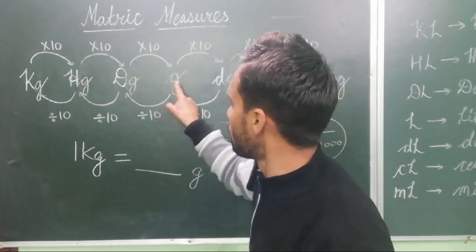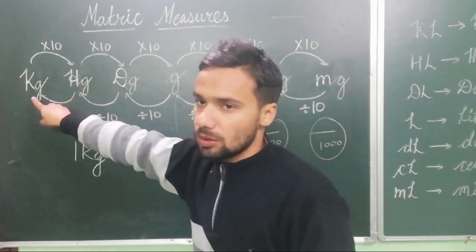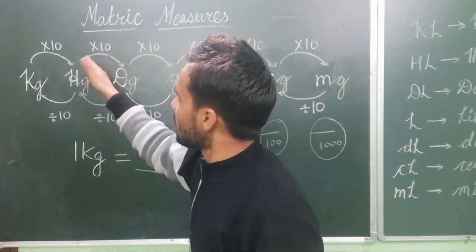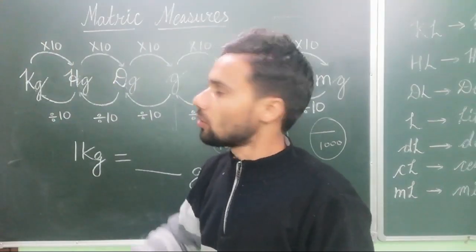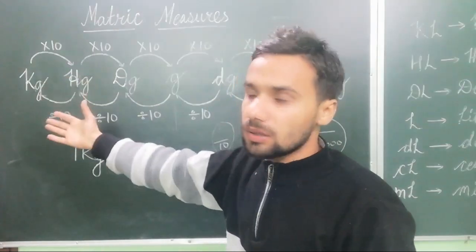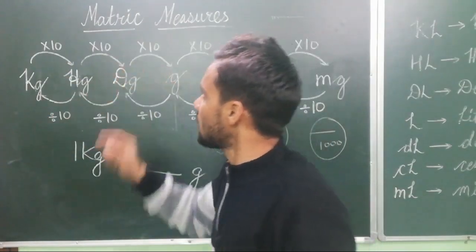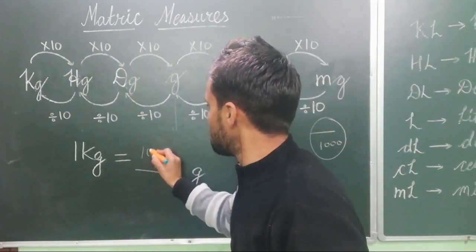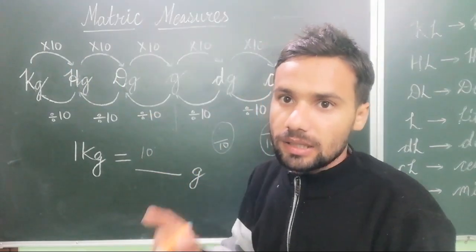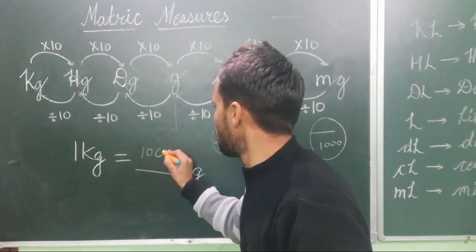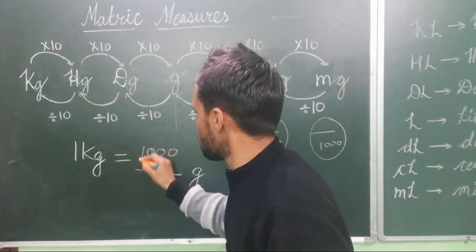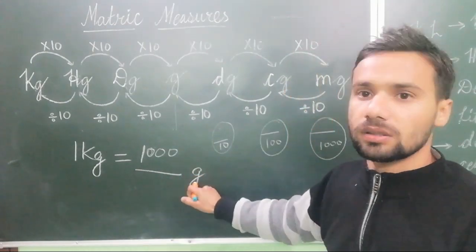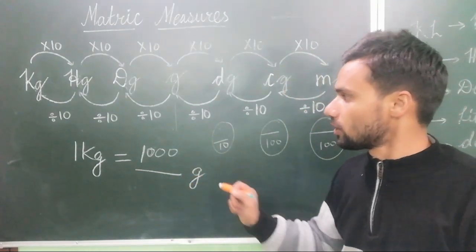Yes, gram is very small as compared to this kilo, but how many times is it small? 10 times, 10 times, 10 times. Or you can say kilogram is bigger than gram, but how many times? 10 times, 10 times, 10 times. Means if you multiply 3 times 10, then what you get? 10 times 10 is 100, 100 times 10 is 1000. So what is the answer? 1000. 1 kg is equal to 1000 gram. I hope you understand this very well.